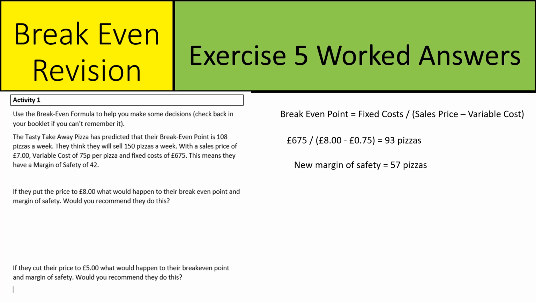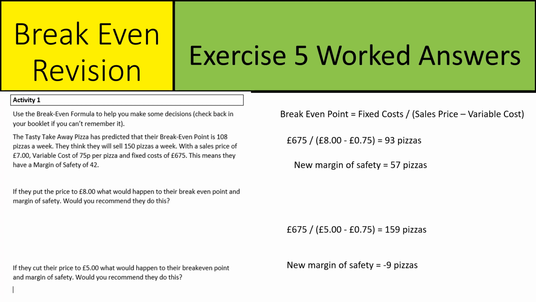So the second part of this is if they cut their price to £5, what would happen to their break-even point and their margin of safety? Would we recommend this? Now, obviously we're using the same formula. Let's have a look at these figures. So 675 divided by 5 minus 0.75, so we're looking at 4.25 as our contribution. They're going to break even at 159 pizzas. Now, they predicted they were going to sell 150 pizzas. So this would mean that their new margin of safety would be -9 pizzas.